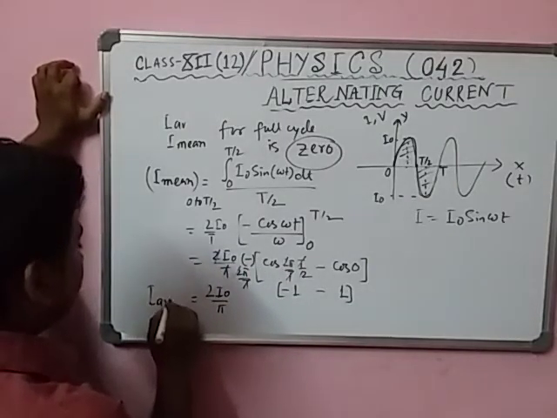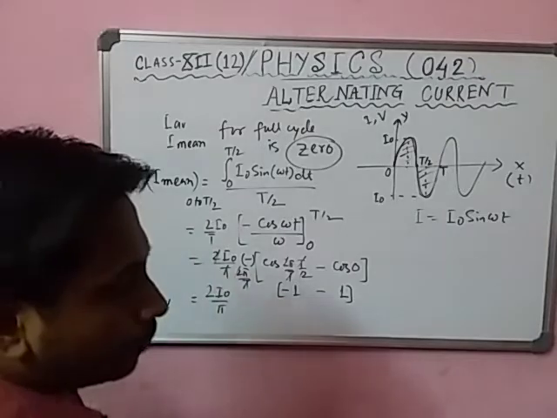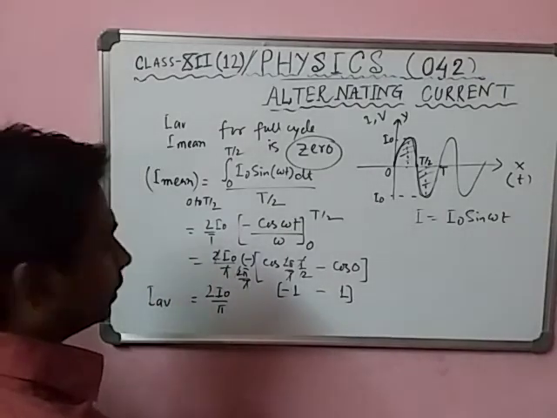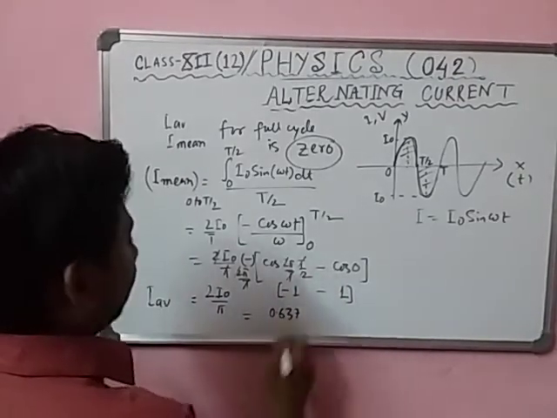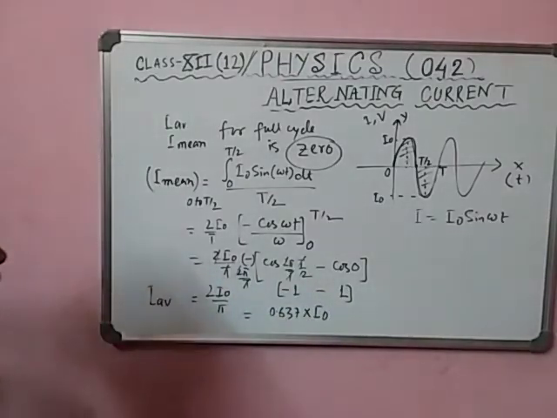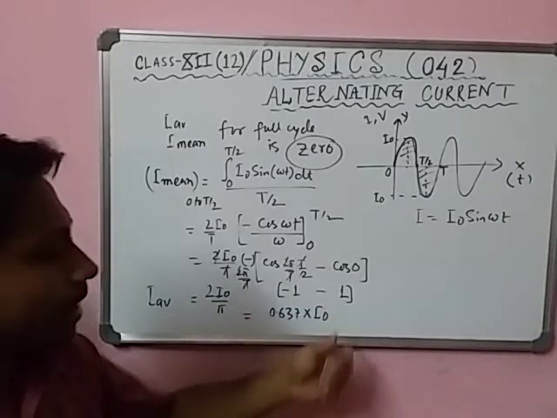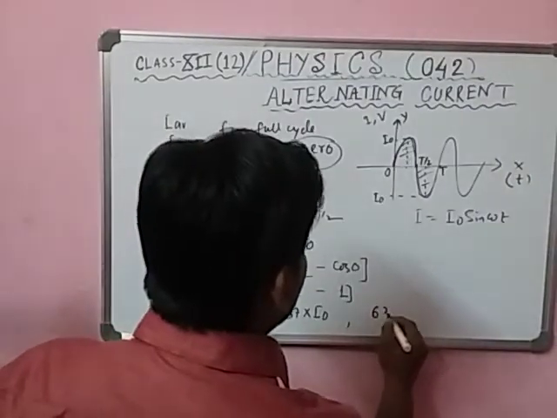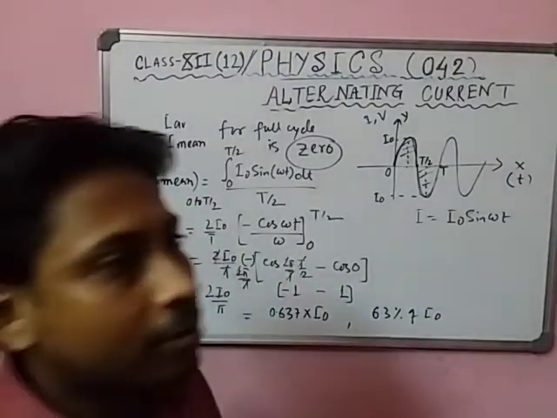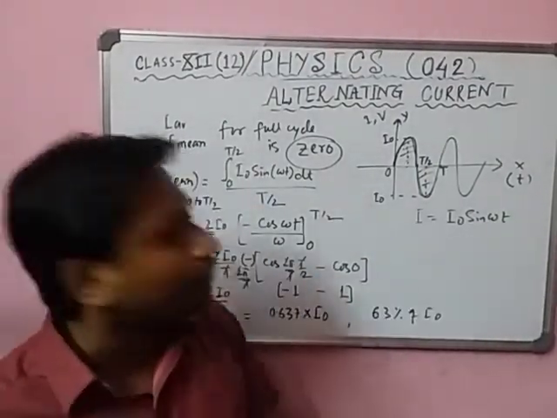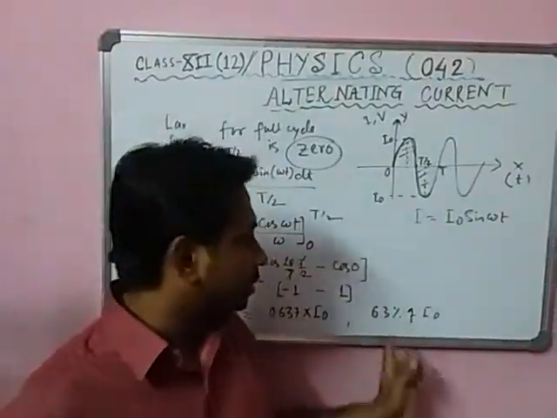So only 2 I0 by pi. This is the I average value. If we put the value of pi as 3.14, we'll get 0.637, you can see it in your book, 0.637 times I0. So, students, the average value of I is 0.637 of I0, or we can say 63% of I0 is the average value of I. It means the mean value of I is 63% of the peak value.